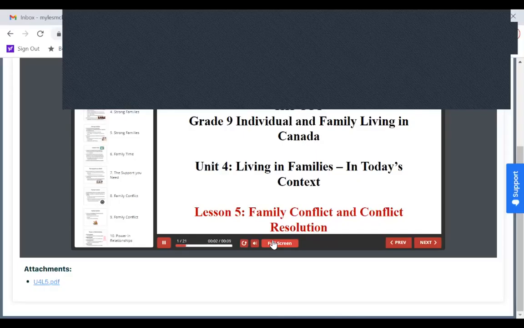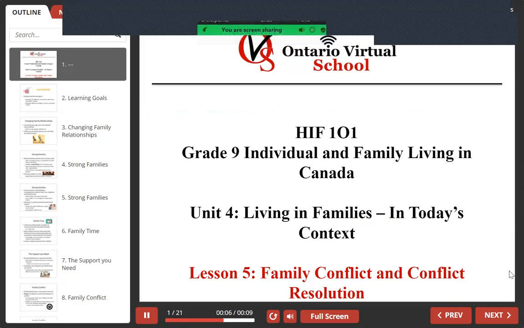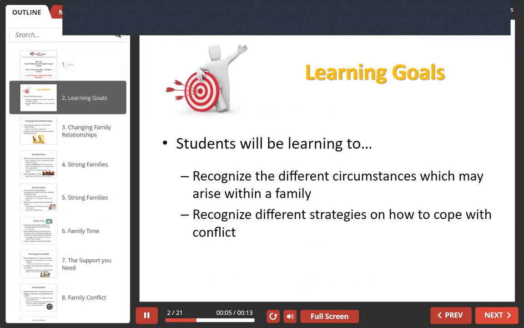Hey guys, welcome back to Unit 4, Living in Families, Lesson 5, Family Conflict and Conflict Resolution. So our learning goals for this lesson will be to recognize the different circumstances which may arise within a family. And we're also going to be recognizing different strategies on how to cope with conflict.